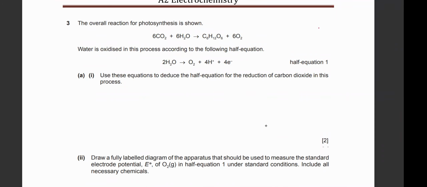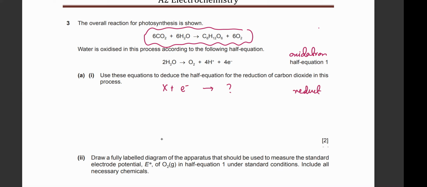So he's saying that there's this overall reaction for photosynthesis, and that's shown. So you've got carbon dioxide and water molecules, and so this is a photosynthesis reaction. You already know this, and it's given you the half equation that water is oxidized in this process. So this is the oxidation reaction, right? He's saying use these equations to deduce the half equation for the reduction equation. So we want to figure out who's gaining electrons.